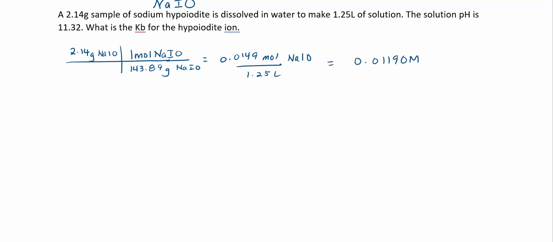Now, the question asks us to find the Kb for this. We're given a pH. So I'm going to write out the reaction first. If I have sodium hypoiodite and I put that in water, we're going to have some sort of a reaction, and that reaction is a double displacement. Remember, that takes one of these cations and pairs it with this anion. So I have an HIO, that's a weak acid. And then I have the other product, which is going to be sodium hydroxide, and that's a strong base. So we have a weak acid and a strong base on my product side.